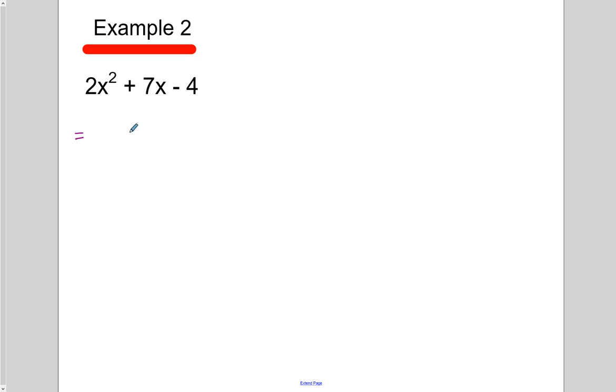We're going to split this up into some things. I'm going to leave my 2x squared the same. I'm going to leave my negative 4 the same. And then I'm going to split my 7x up into 2 pieces. Okay, what are those 2 pieces? Well, I'm not sure. Those 2 pieces need to multiply. 2 times negative 4, so that's negative 8. They need to multiply to negative 8, and they need to add to positive 7.